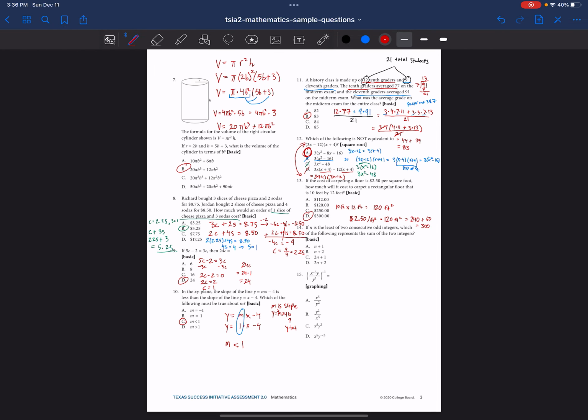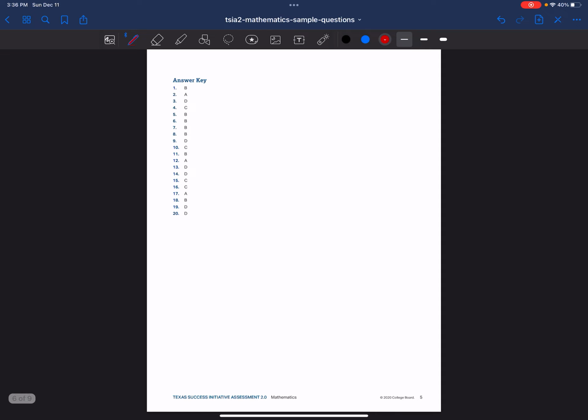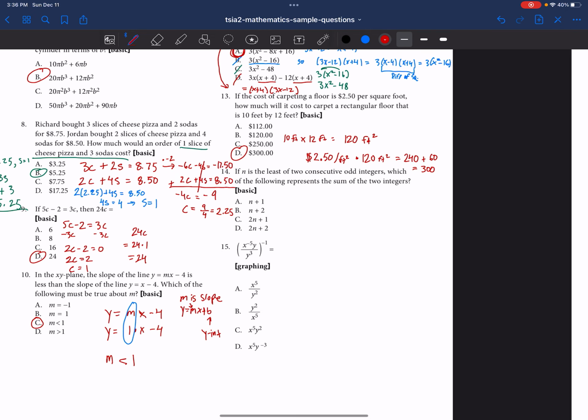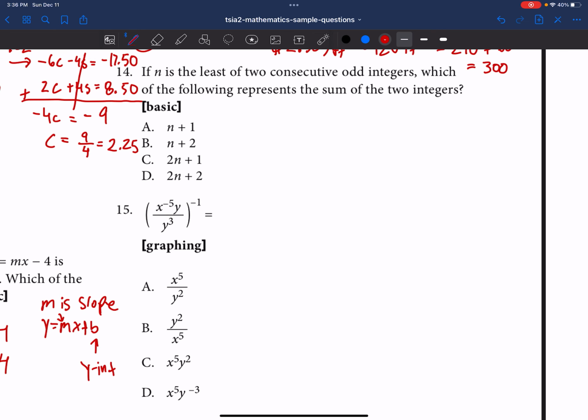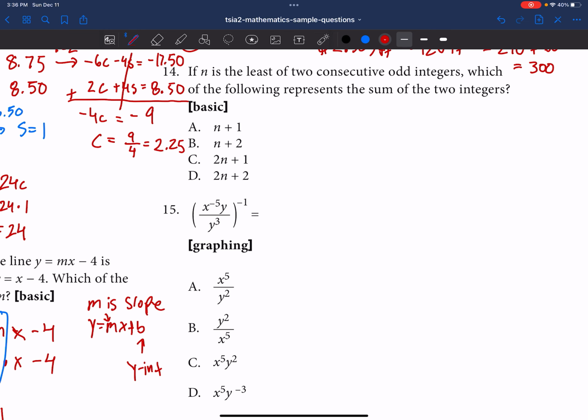Okay? Let's make sure we're doing okay here. 11 was BAD. Good stuff. We're doing good. Okay. Ooh, I like these. If n is the least of two consecutive odd integers, which of the following represents the sum of the two integers? Oh, I love these questions. These are so much fun. Be careful here because of this phrase consecutive odd integers, right? Here are some examples of consecutive odd integers.